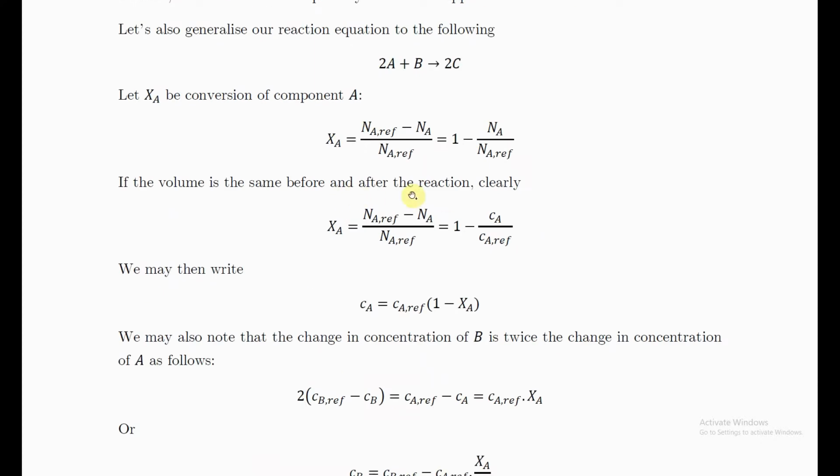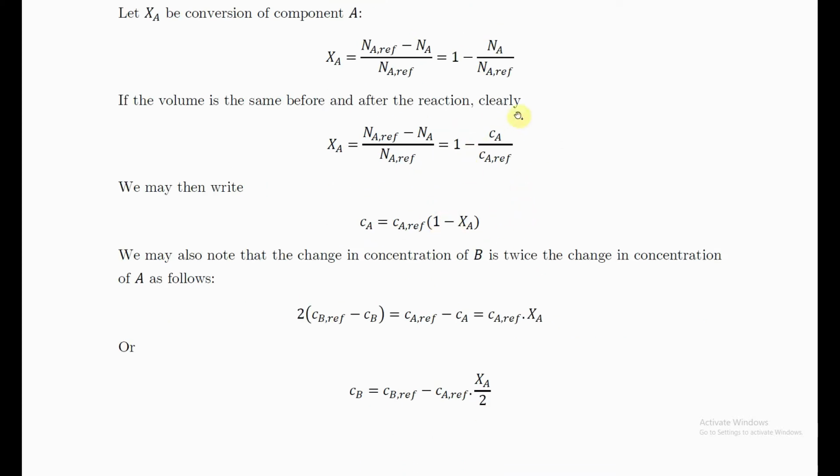If, of course, the volume is the same before and after, then we can divide volume in the numerator and denominator here, and so we can write this in terms of concentrations instead. So if this is true, then we can say that the concentration can be expressed as the reference concentration multiplied with 1 minus XA, so 1 minus XA multiplied with the reference amount. That's generally true for any component.